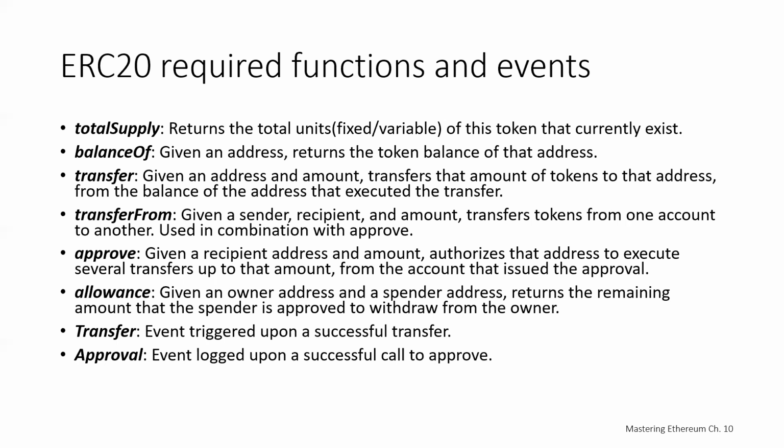ERC20 tokens can have a fixed supply or a variable supply. In a fixed supply, for example, Bitcoin has 21 million units that are the maximum that can be created. So you can have something like that, or you could have a variable supply. Ether, in fact, is a variable supply, and we can constantly create additional Ether. Balance of, given an address, will return the token balance of that address. So you can send in your address and you can find out how many tokens you have as your balance.